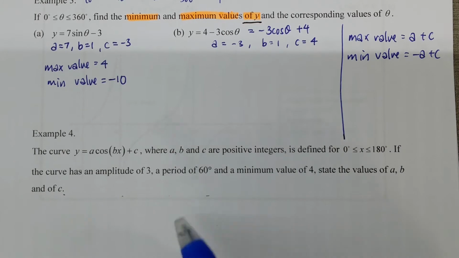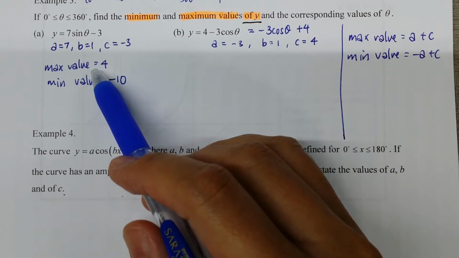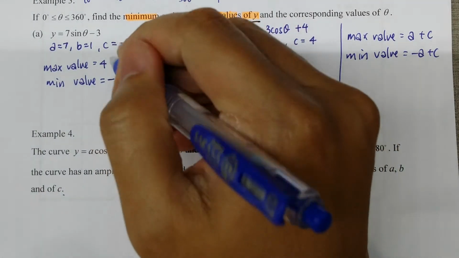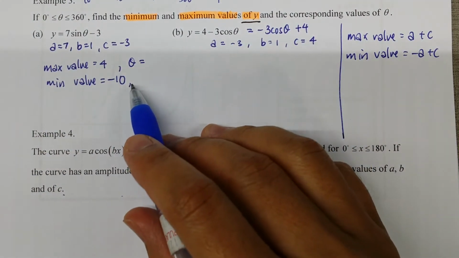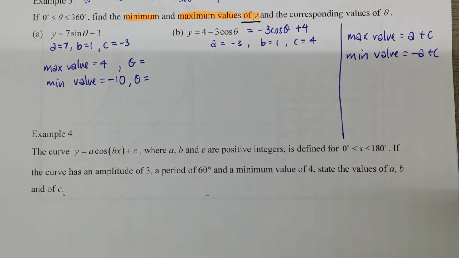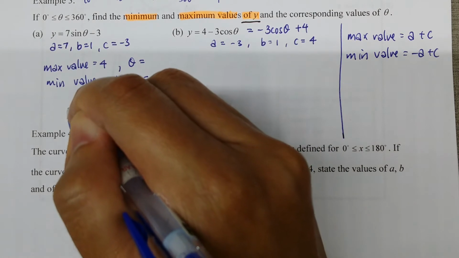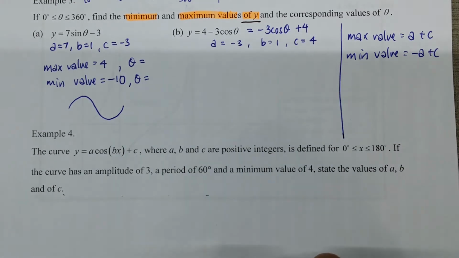Okay, this is challenging. When will the graph be at its maximum value? Okay, let's take a look. Theta will be what? What's the theta value for the minimum value of y? How to do this question? You just have to recall how a normal sine graph will look like. A normal sine graph will look like what? Okay, it goes up and down and up. One cycle, right?